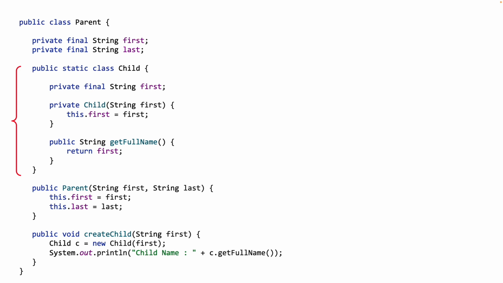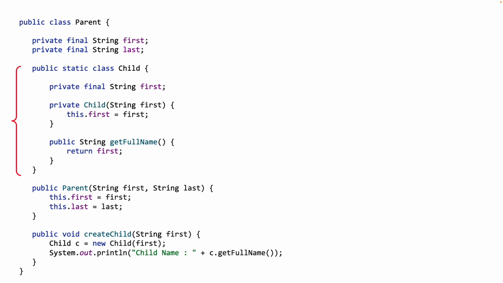Let's take an example of a static nested class. On the screen, you see a top level class called parent. It has two member variables, first and last, and also has a constructor. But you also see a nested class called child. And note that this class is marked as static. Static simply means that you can instantiate this child class without instantiating the parent. And the name of this child would actually be parent.child if you're using it outside of the context of this class.